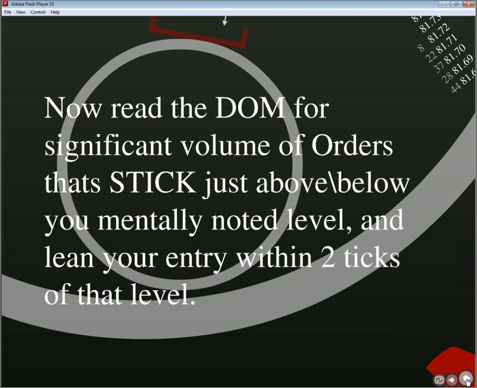The levels I look at on my charts, my balance area levels, my unfair highs, unfair lows, I usually want to see tested almost to the tick. That's why I'm watching for the resting bids and offers around or just above or below those levels. What you've got to do is read the dome for significant volume of orders that stick just above or below your mentally noted level. It's real simple. It's not rocket science.